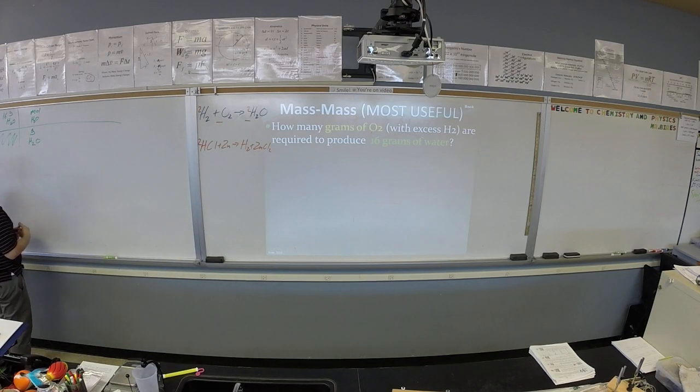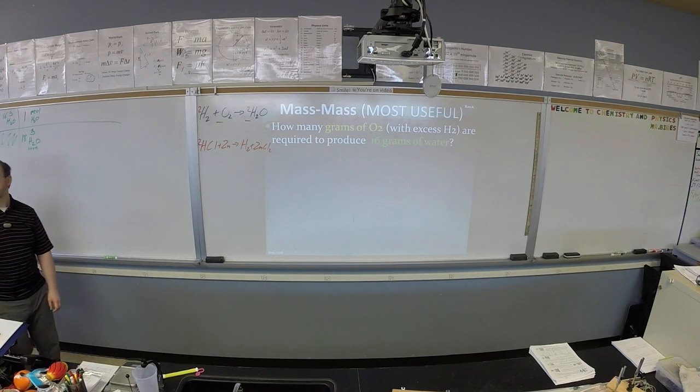So grams H2O to moles H2O. In a gram to mole conversion, the moles is always what number? 1. Moles is always 1. And grams in this case is 18. Found that off the table. So 1 plus 1 plus 16 off the table.